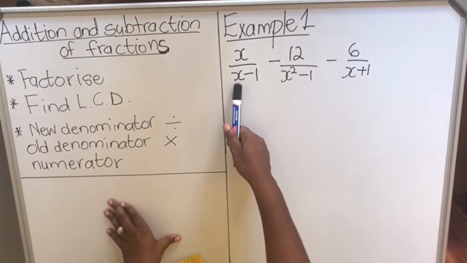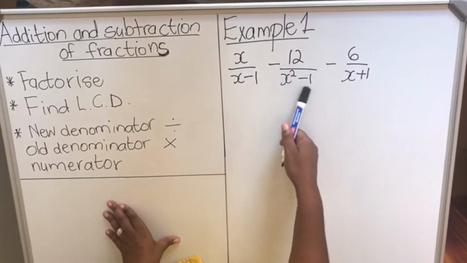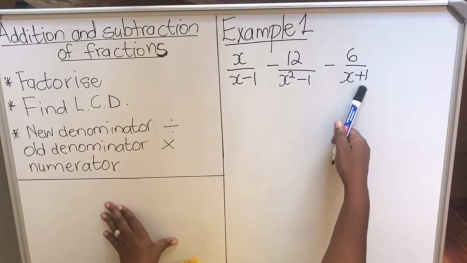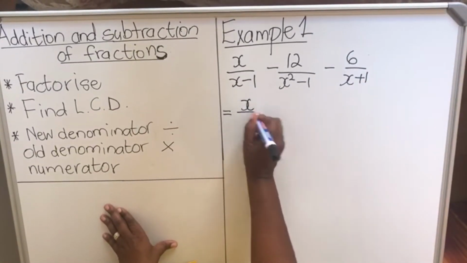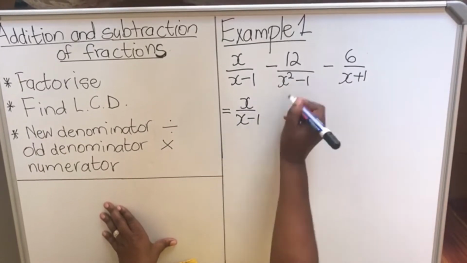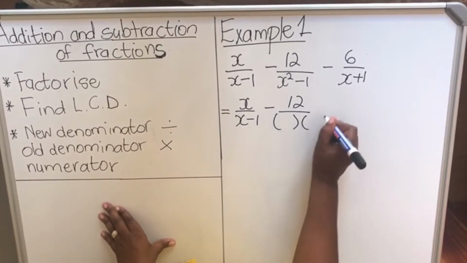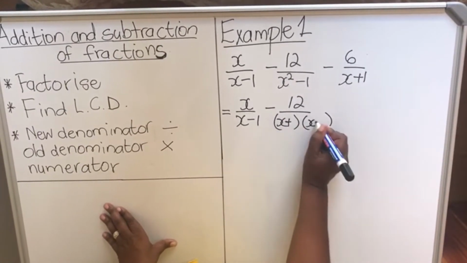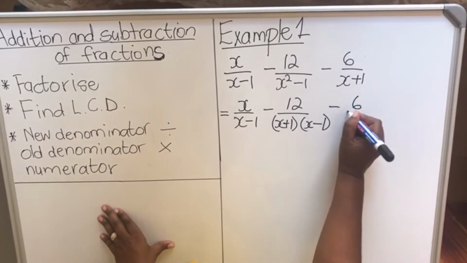When you look at the first term, the denominator, you can't factorize. In the second term, it is the difference of 2 squares. You have to factorize that. The third one, you can't factorize. Okay, so we're going to factorize. We want to write the ones that we cannot factorize. Then we factorize that. x squared minus 1, difference of 2 squares, 2 brackets. You have an x, a plus, a minus, a 1, and a 1. Then this one you write exactly as it is.